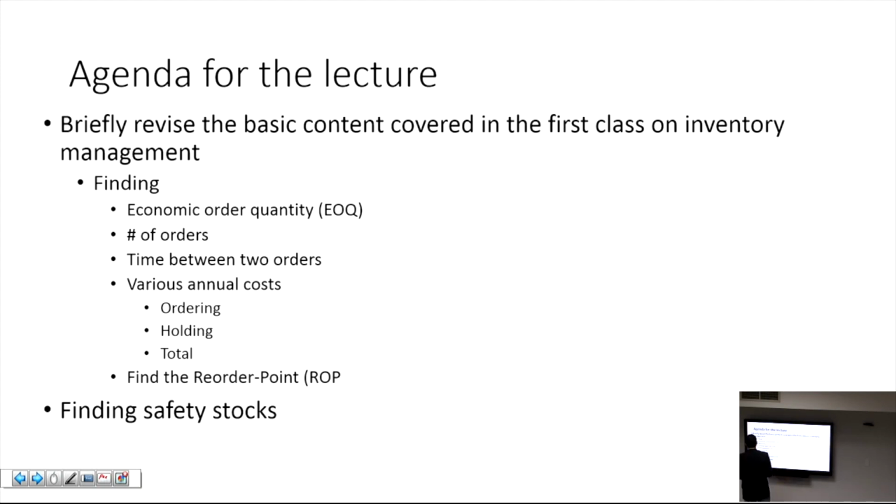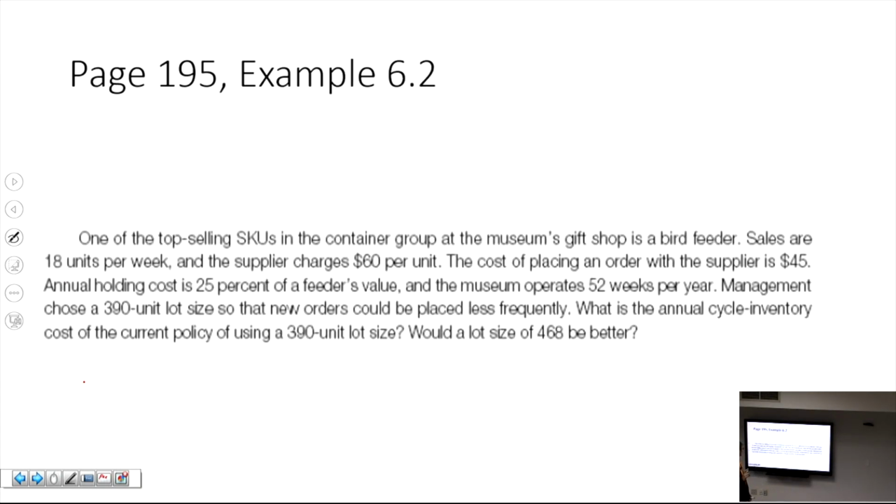Everything that you see here, we covered during the first day of our class. So we'll very briefly see all of that, and then we'll move on to find safety stocks. We have been working on this example from the book, page 195, example 6.2, right? So go there, read that problem, and make yourself familiar with the information that's given in there, okay?